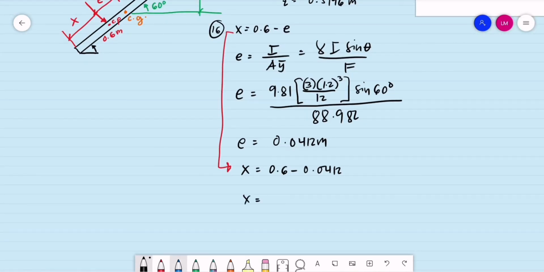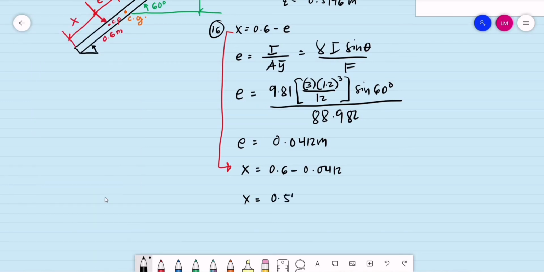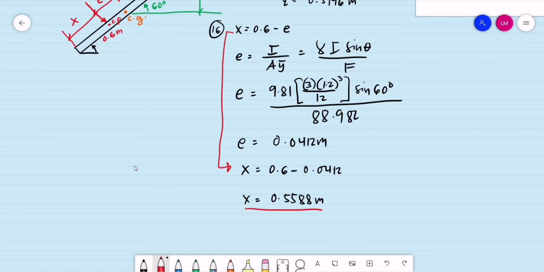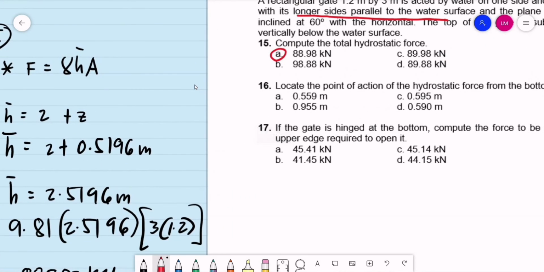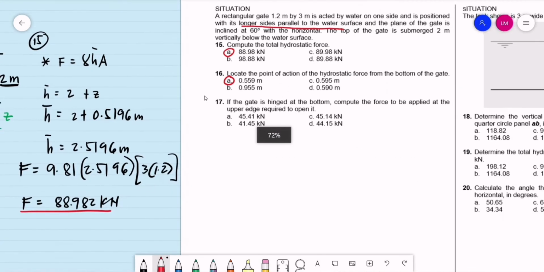We have the value of x is equal to, para mas sakto, gamitin natin yung stored value, 0.6 minus the answer. That is equal to 0.5587. So, sabihin natin 0.5588 meter. So, let us check kung meron ito sa choices. That is for question number 16. Pinakamalapit na dito for question number 16 will be letter A, 0.559 meter.